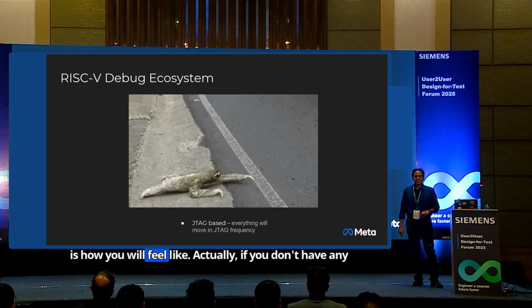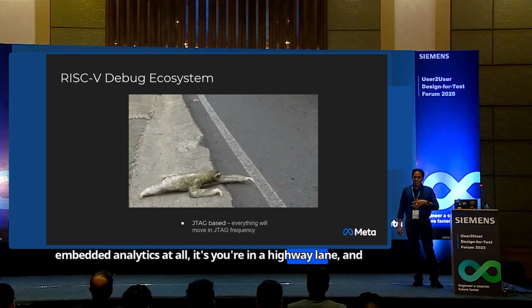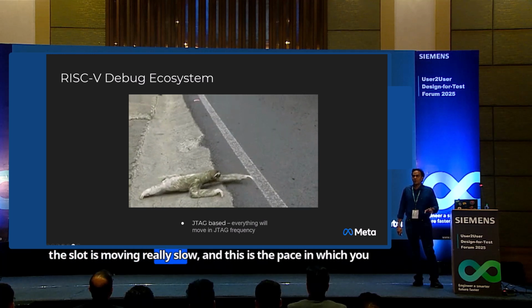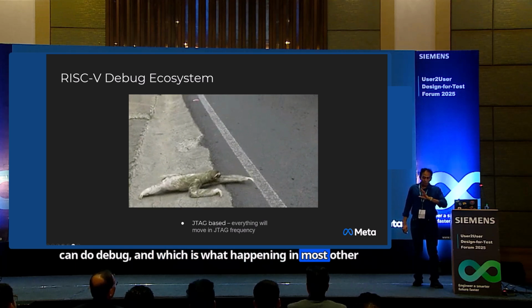This is how you'll feel. Actually, if you don't have any embedded analytics at all, you're in a highway lane, and the sloth is moving really slow. And this is the pace at which you can do debug, which is what's happening in most other companies.